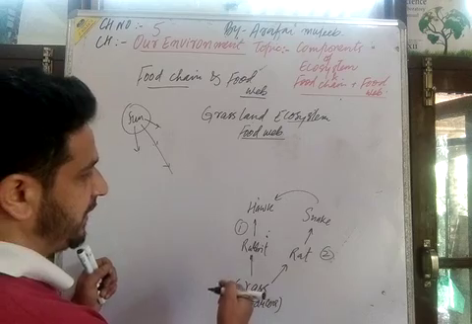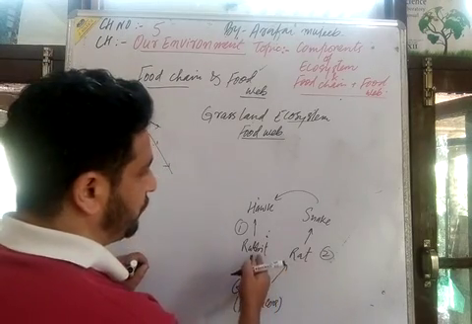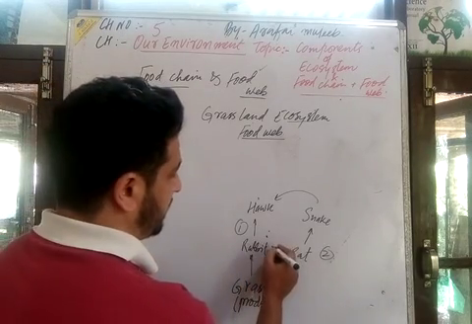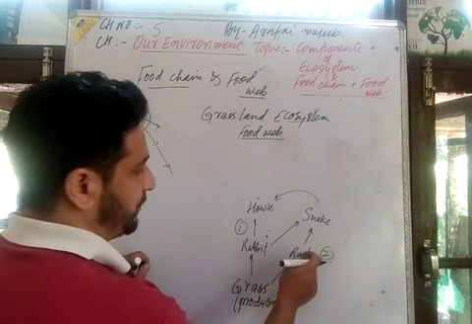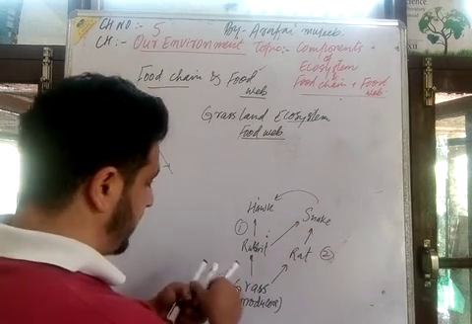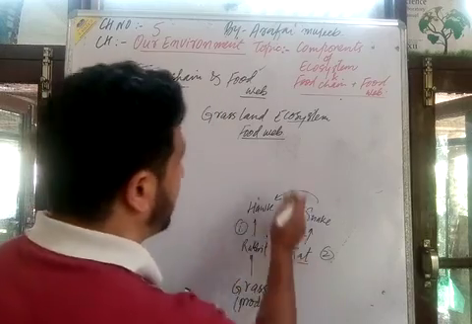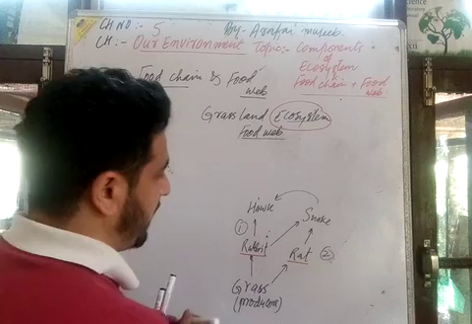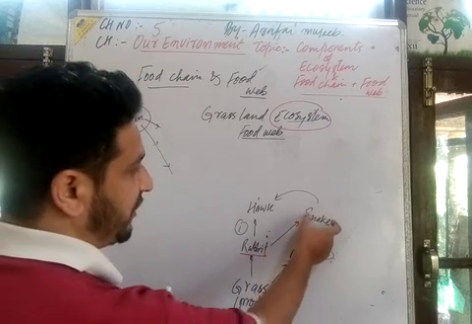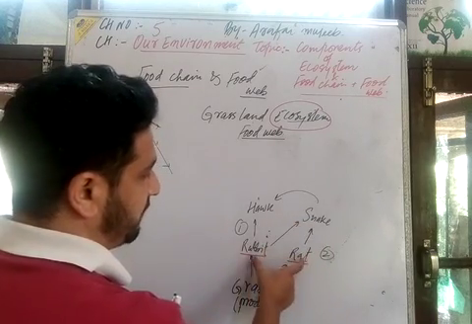And sometimes we can say the rabbit is also eaten by the snake. Now the snake has two options: it can feed on the rat in an ecosystem, and it can also feed on the rabbit. So the snake has multiple chances.